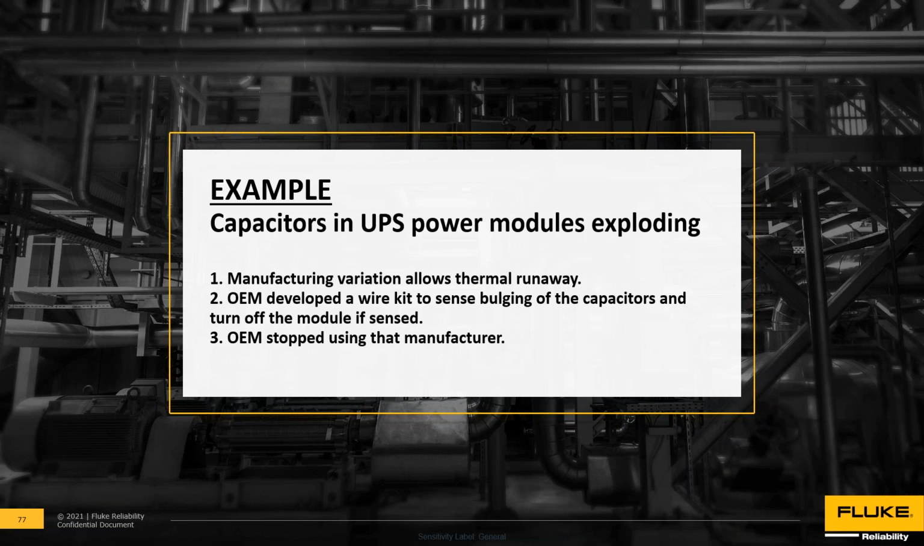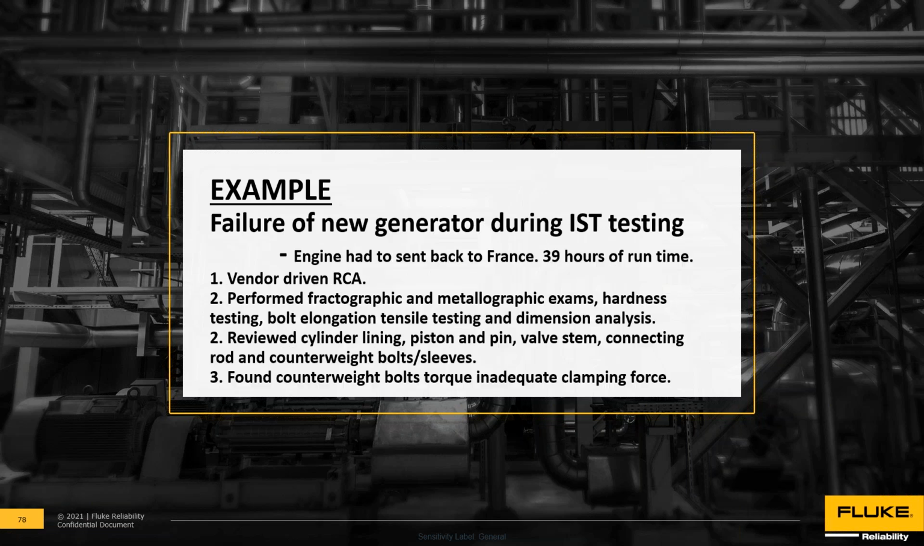So with a lot of these, you definitely need to work with vendors. Some of them can be internal, but again, you make sure you get the right people involved. Now this was an expensive one. We had a new building and got new generators, a 3,000 kilowatt generator, 3 megawatts, and it didn't have a lot of runtime. It was almost testing, and it blew a cylinder out. They took it over to France, where it had been made, and found that they just didn't have the clamping force on the counterweight bolts. So this is a very expensive one for them.